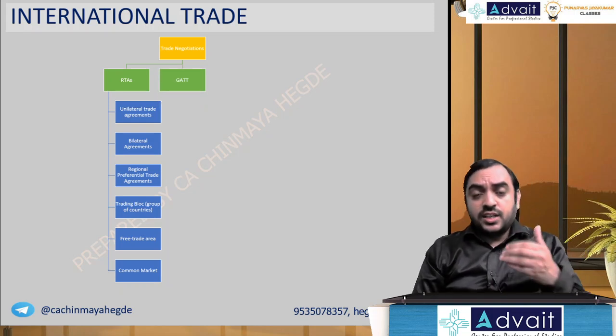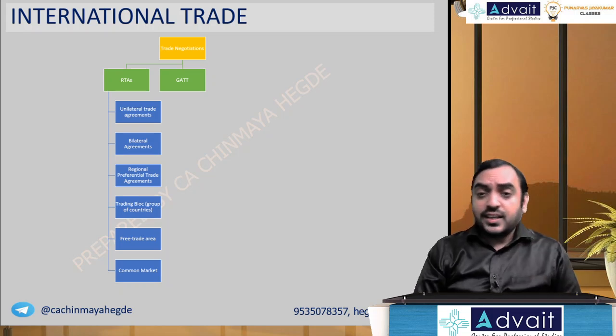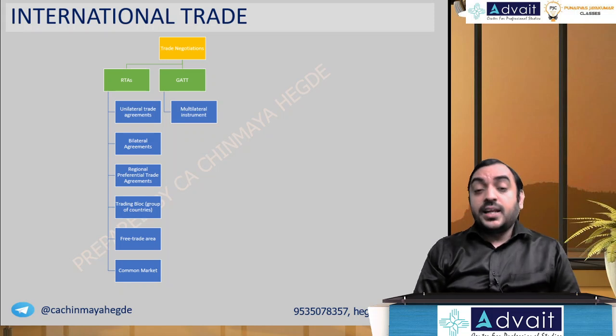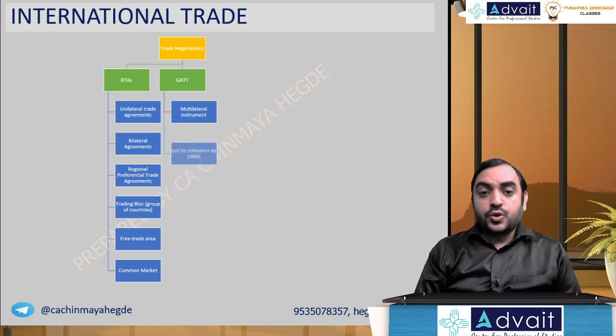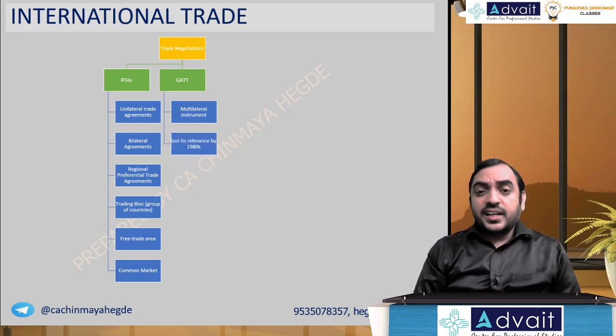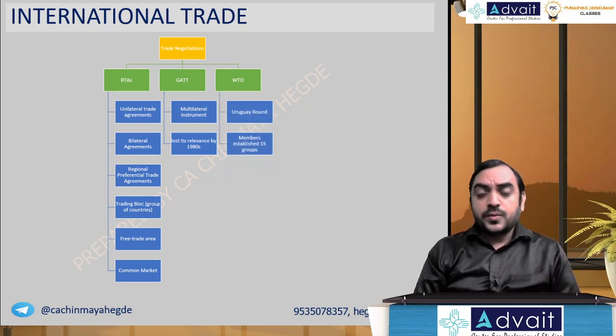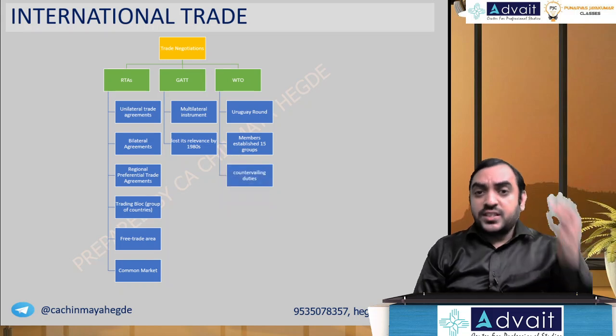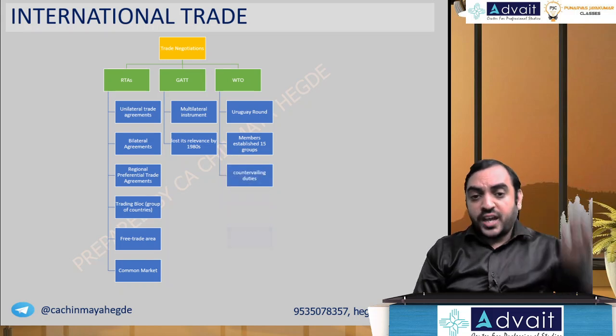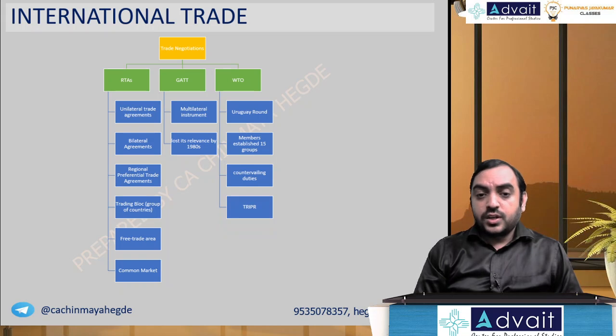Then the initial treaty was started with GATT, General Agreement on Tariffs and Trade. It is a multilateral instrument, that is many countries came together. But it lost its relevance because it was replaced by WTO, World Trade Organization, in the Uruguay round of conference. Members established around 15 groups, 15 countries. Now we have more.